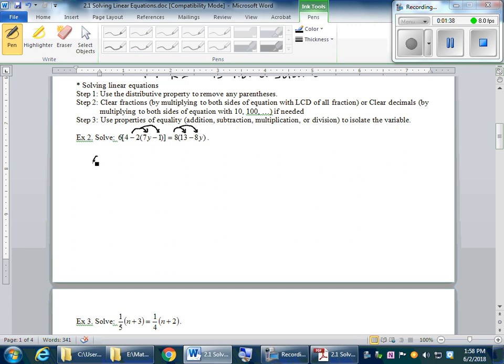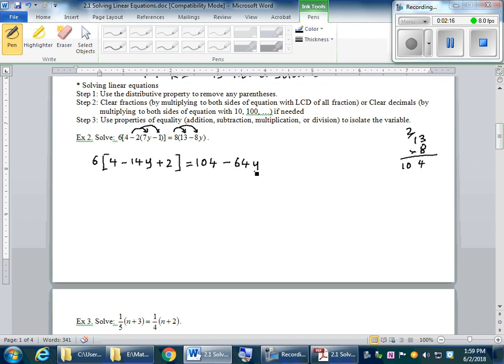So this gives me 6 times 4. When I distribute a negative 2, that will be negative 14y plus 2, equal to, when I distribute 8 into 13, you can basically use a calculator, or you can do side work multiplying it. 8 times 3 is 24. 8 times 1 is 8, so 104. So it will be 104 minus 8 times 8 is 64y.